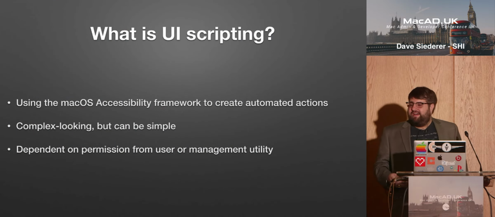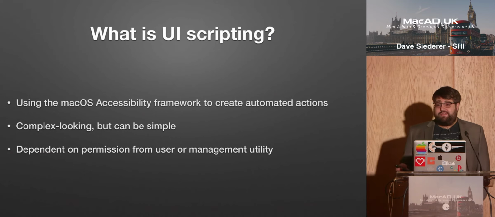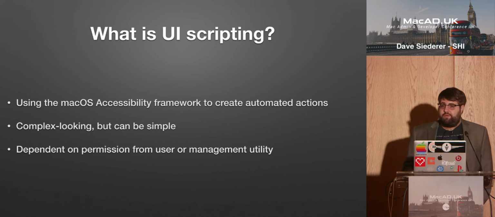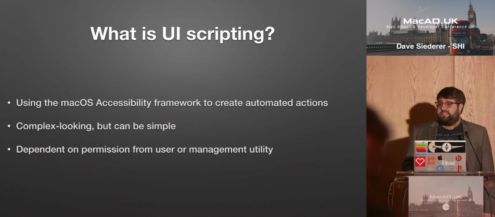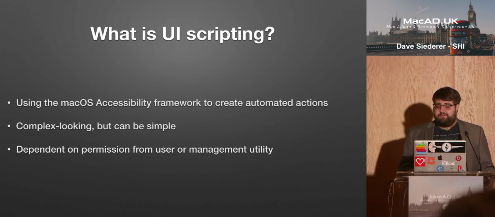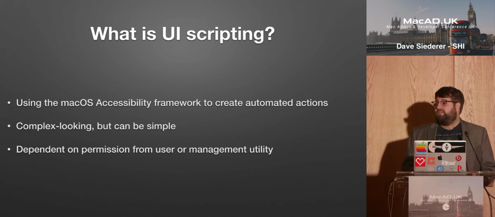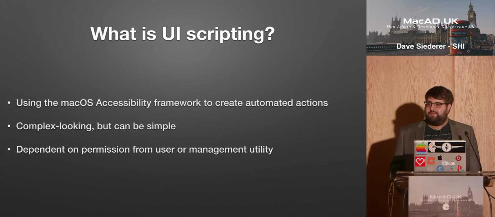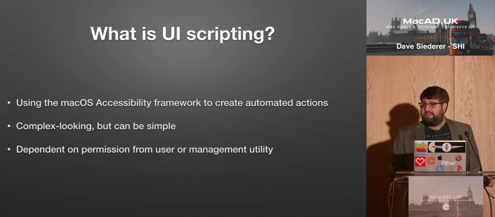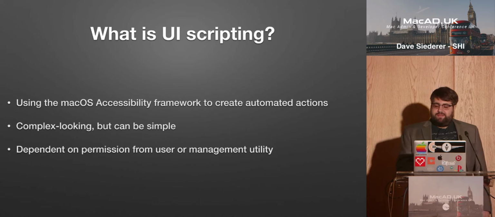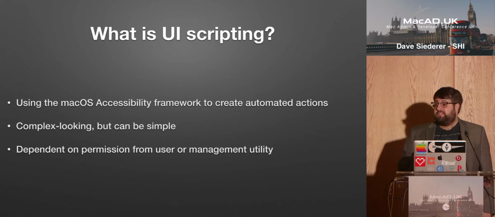All right, so to start things off, what is this thing I'm talking about? UI scripting or GUI scripting or whatever you may call it, cheating, is really just about using the accessibility framework to automate things. A lot of UI scripts look completely unintelligible, but some of that can come from a very simple application, and we're going to take a look at that. And that last piece right there is very dependent on either incredibly explicit permission from the user or from a management utility.